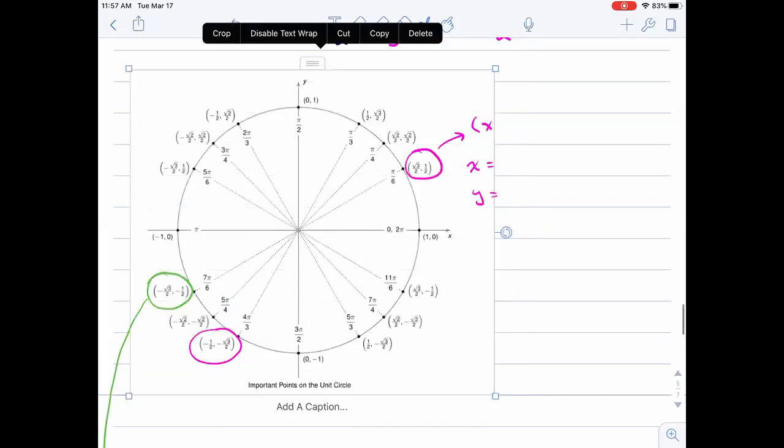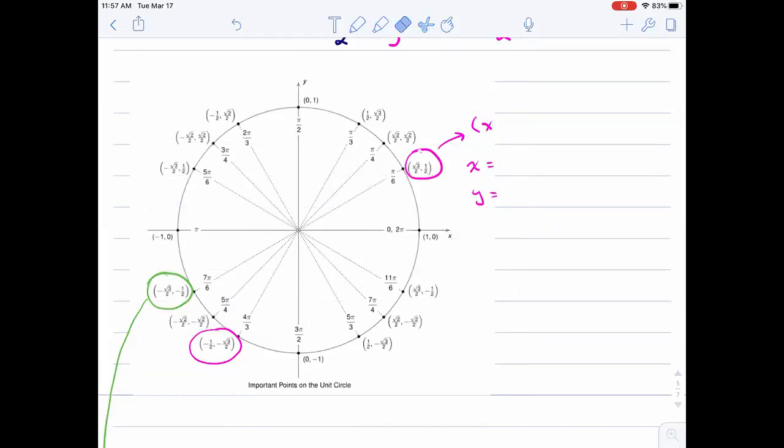Oh, so then we just find the y equals root 3/2, and x is just 1/2. That's exactly right.